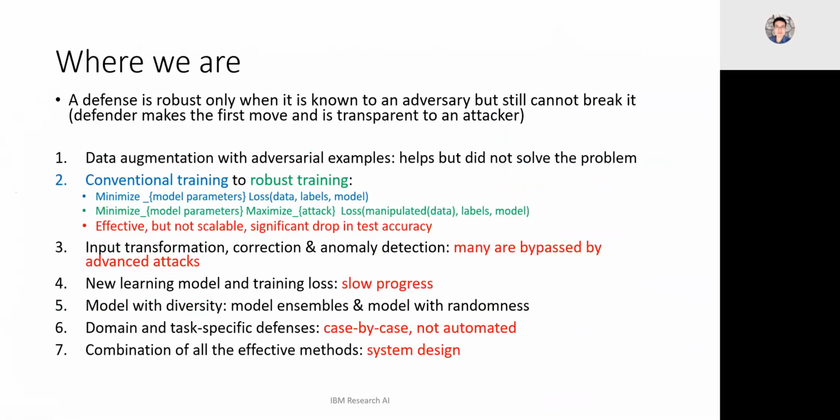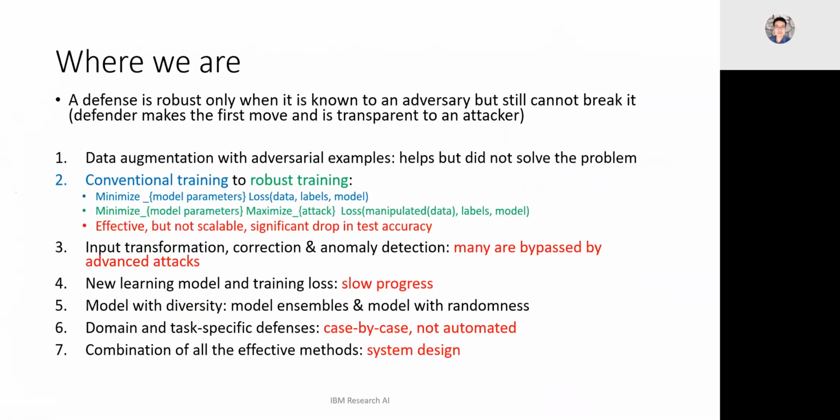So in addition to training the model parameters, in the meantime we are also generating these adversarial inputs, giving them the corrected labels, and asking your model to memorize these adversarial inputs somehow and correct them, so you can learn a more robust model. This approach is effective, but we also find it to be not scalable. Because of this minimax worst case training scenario, you suffer a significant drop in your test accuracy compared to conventional training. There are other ways like input transformation, correction, rectification, anomaly detection, but many of the defenses are bypassed by advanced attacks.